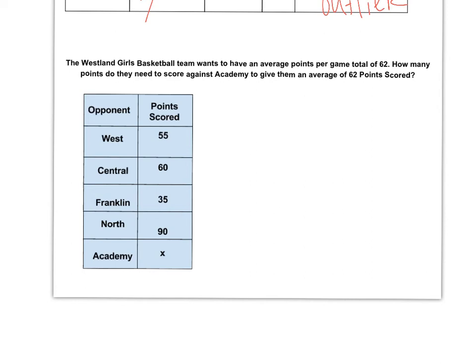tendency question. So it says the Westland girls basketball team wants to have an average points per game total of 62. That means that they want their average to be 62. How many points do they need to score against Academy to give them an average of 62 points scored? So if you think about it, we're going to find the mean, to find the average, we add everything and then divide. So I'm going to add all of these scores and then divide by 5.